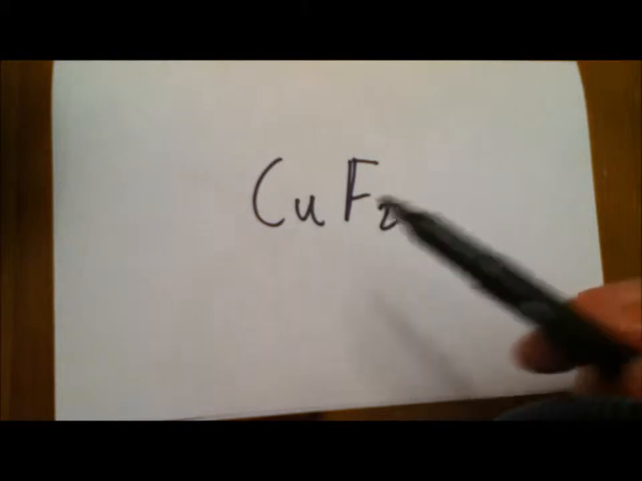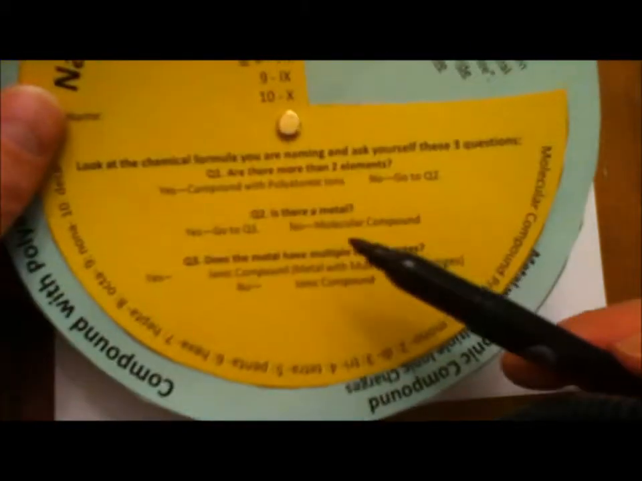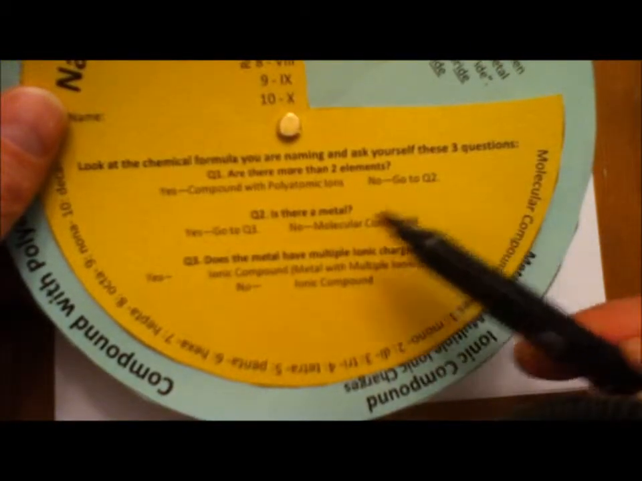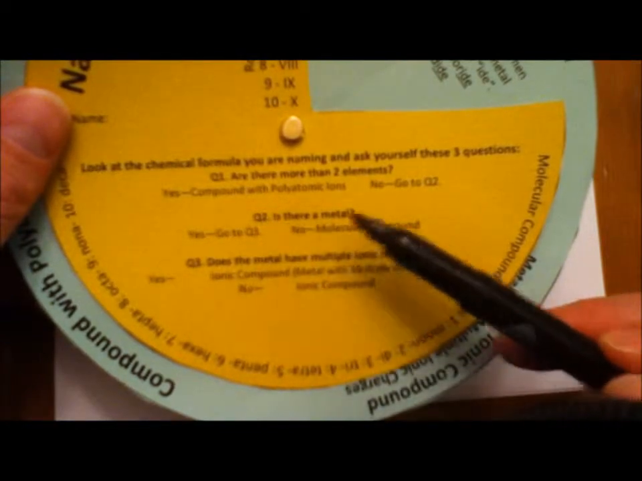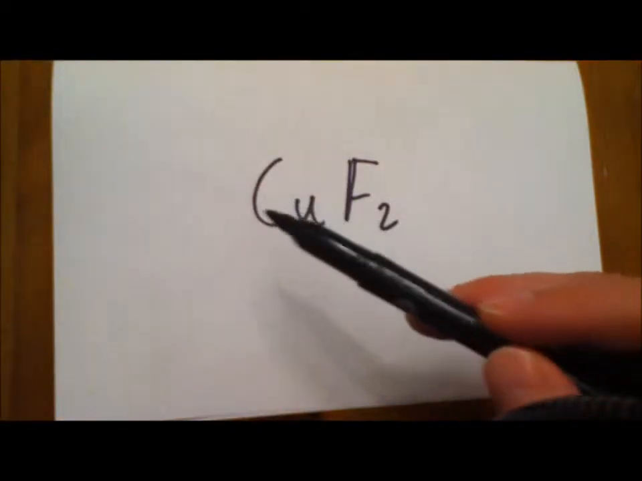So question one, are there more than two elements? Well, we've got copper and fluorine. There are only two types of elements there. So our answer is no. Go to question two. So here's question two, is there a metal? Well, copper is a metal. So our answer is yes.